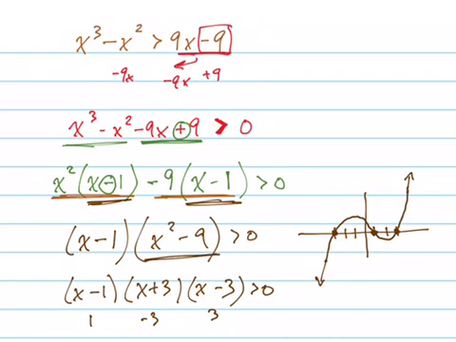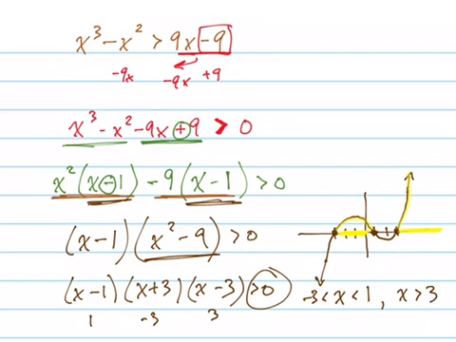So where is it greater than 0? Notice not equal to, but greater than. It's greater than 0 when x is greater than negative 3 but less than 1, and when x is greater than 3. So here and there. So then we just write that out. So x has to be between, and not including, negative 3 and positive 1, or greater than positive 3.